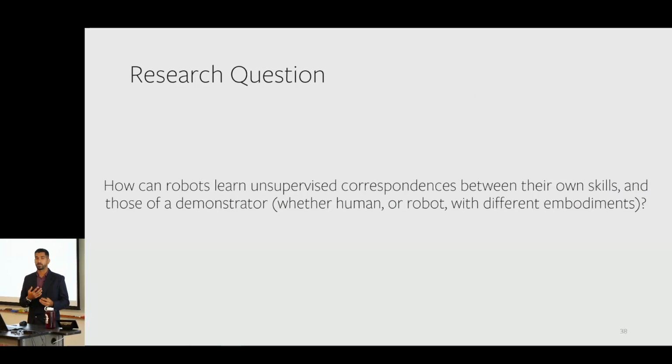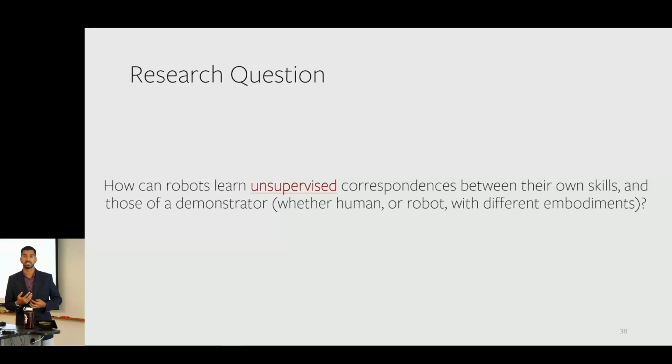Formally, the question that we were trying to answer was how robots can learn unsupervised correspondences between their own skills as well as skills of a demonstrator, whether that demonstrator is a human or a robot with a different embodiment. The key here being that you'd like to do this in an unsupervised fashion, because acquiring skill-level correspondence supervision is an expensive form of supervision that we want to stay away from.